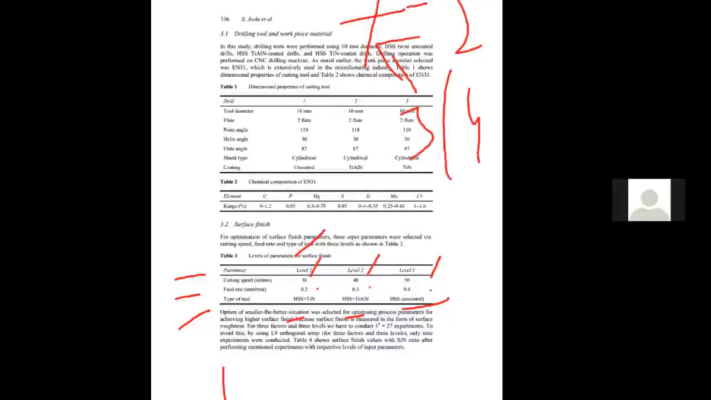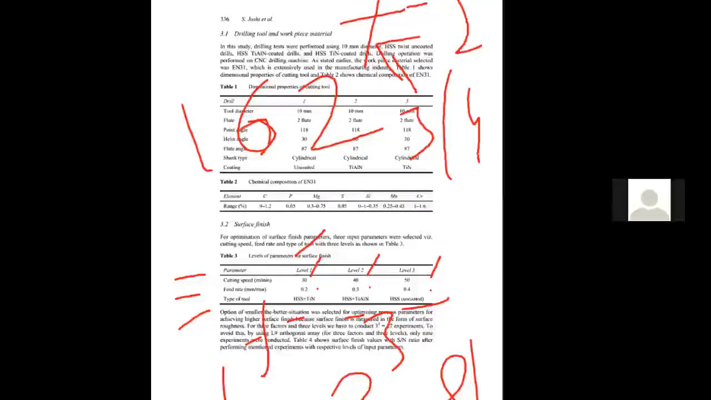Level raised to factors means 3 raised to 3. I have to perform the 81 experiments here. Again, performing the 81 experiments, I have to do the repetition 2 times minimum, which means I have to perform 162 experiments. Again, performing 162 experiments on CNC machining, cost, time, everything will be infeasible.